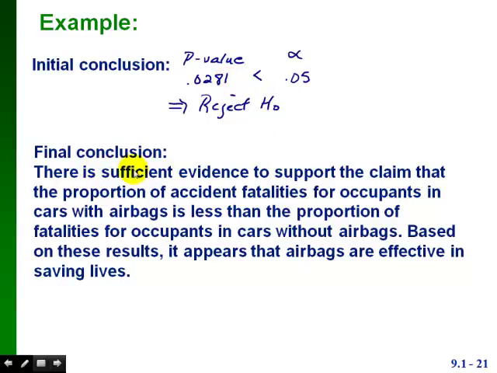So that says there is sufficient evidence to support the claim that the proportion of accident fatalities is less for those with airbags than for those without airbags. So remember, anytime that we reject, then that says that there is sufficient evidence.